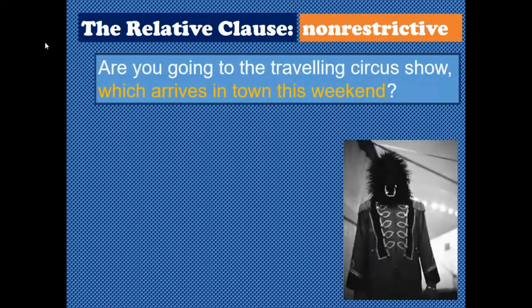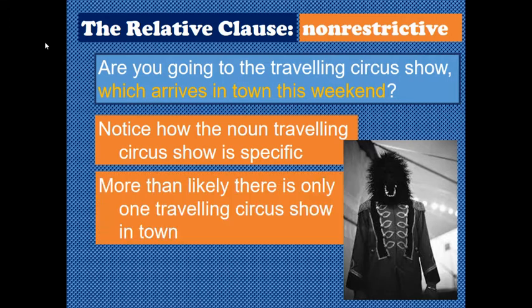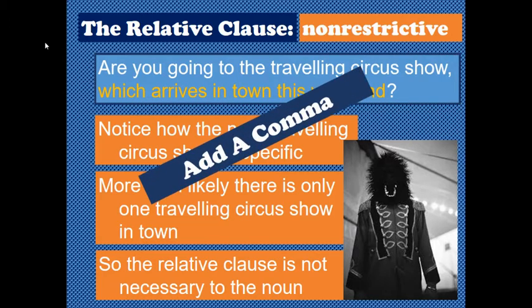Example, are you going to the traveling circus show, which arrives in town this weekend? Well, think about how the traveling circus show is pretty specific. I can't imagine there being many traveling circus shows in your town at the same weekend. So it's probably very specific if there's just one. So therefore, if there's just one traveling circus show in town, you're not really going to need that extra information. It's just sort of unnecessary to that noun. And that's why we add a comma in.